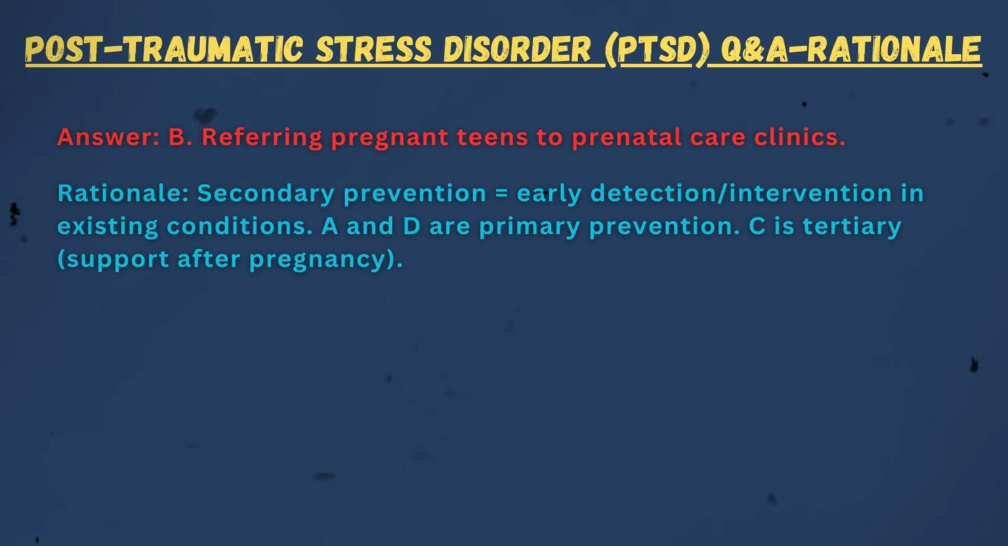Answer: B. Referring pregnant teens to prenatal care clinics. Rationale: secondary prevention equals early detection/intervention in existing conditions. A and D are primary prevention. C is tertiary, support after pregnancy.